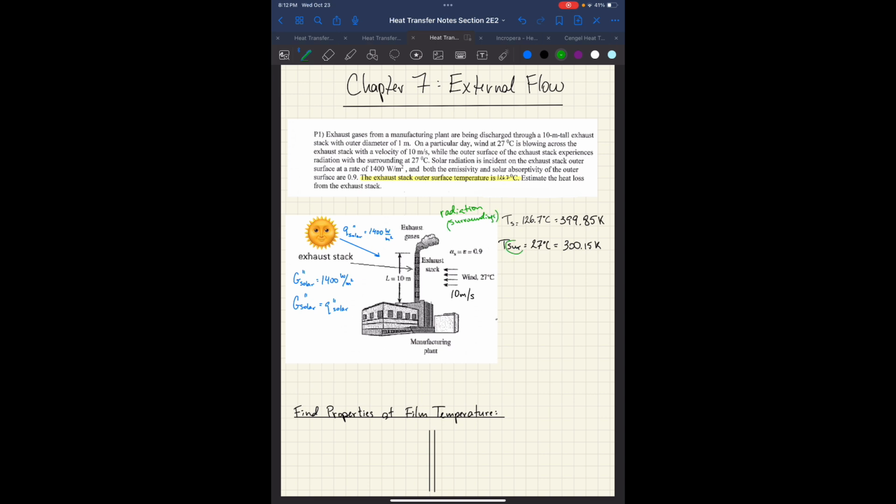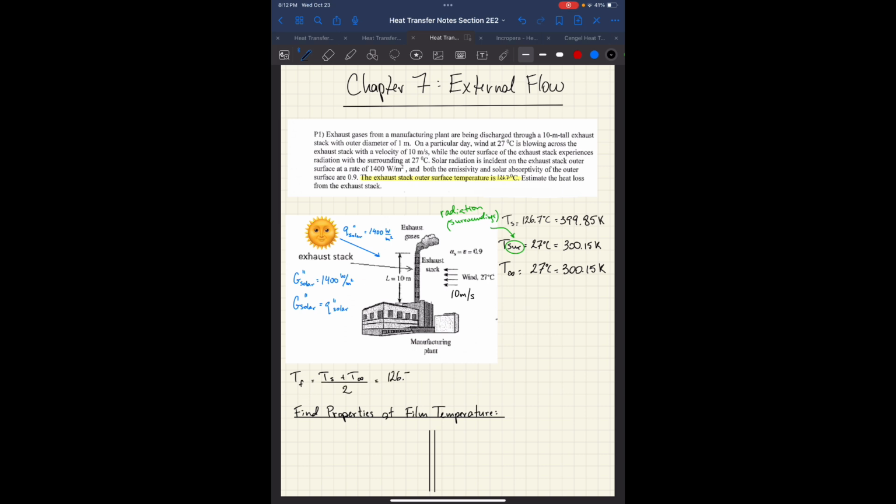Surroundings. That's this. Then you have T infinity, which is the ambient air temperature, which they also say is 27 Celsius. That's great. You are going to need a film temperature so that you can find the properties of the air for the different convection stuff. So here comes the film temperature, which is the average of the surface and the ambient.